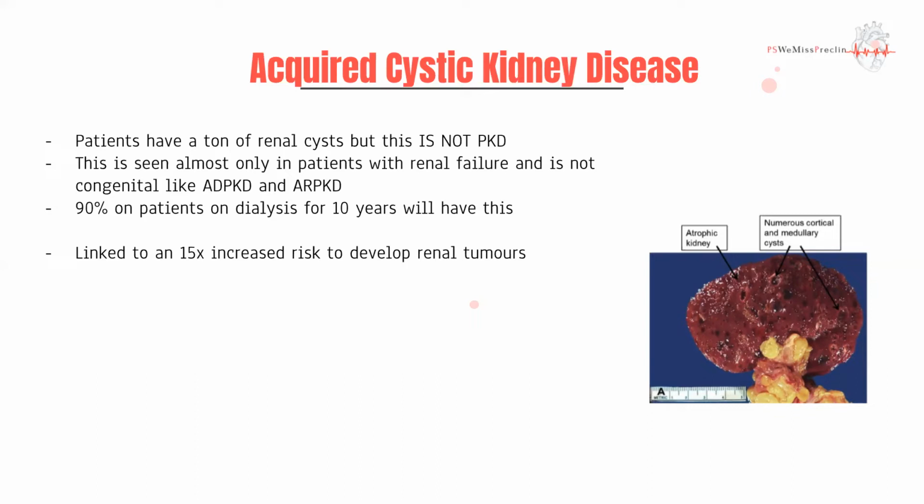Firstly, we see acquired cystic kidney disease almost exclusively in patients with renal failure. And this is not congenital, so there's no actual genetic mutation or link associated with them, unlike autosomal dominant or autosomal recessive polycystic kidney disease. Most of these patients, or 90% of these patients, would have been on dialysis for quite a long time. And therefore, this is kind of a common manifestation you see once your kidneys have already failed.